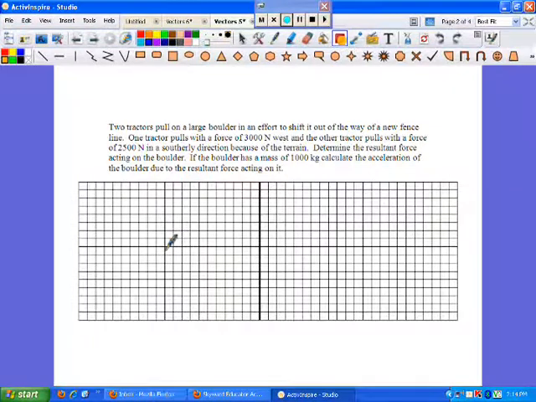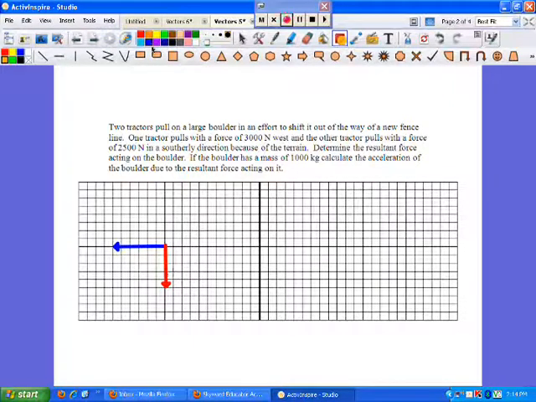Question number 2. Question number 2 uses a scale of 1 block equaling 500 newtons. We again have a force pulling towards the west of 3,000 newtons and a force pulling towards the south of 2,500 newtons. The first step is to draw them both as they emerge from the origin.